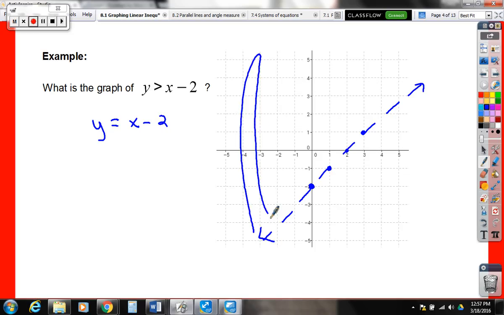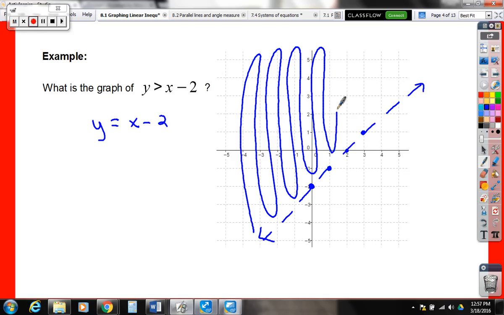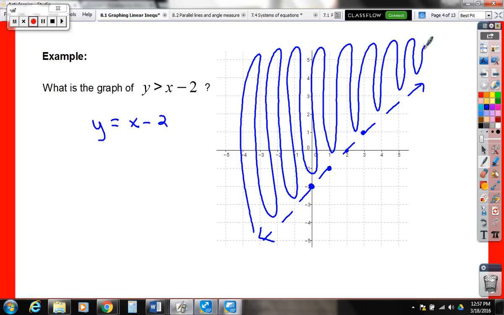When you shade, you can just do a series of lines. Don't make it too messy. You can shade the whole thing if you want to. I'm just going to draw some lines on the board. It's nice if you make them go up and down, because later we're going to be graphing systems, and it's nice if you have some vertical and some horizontal so you can see where they cross.